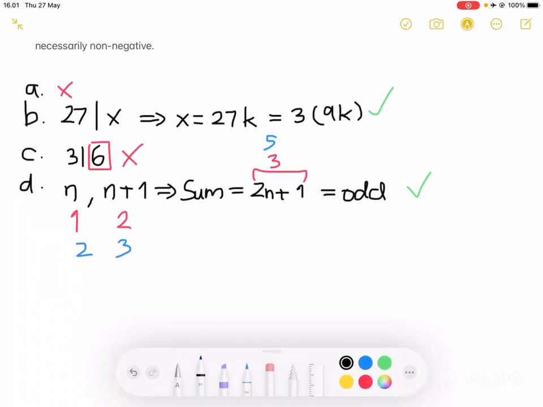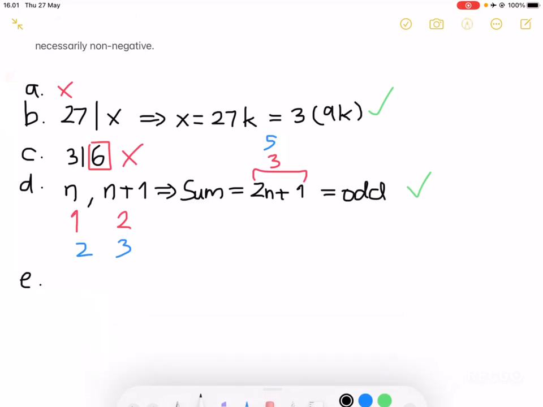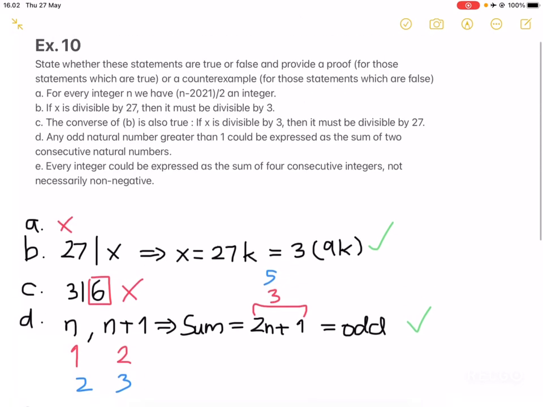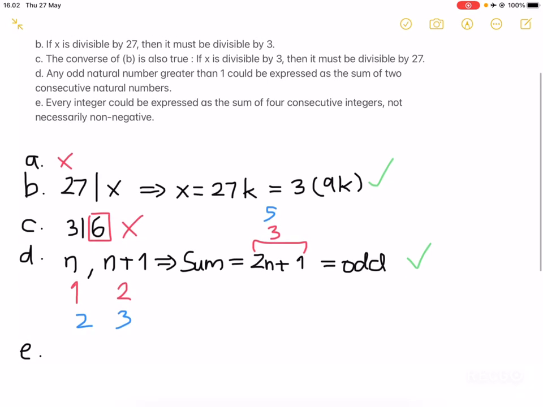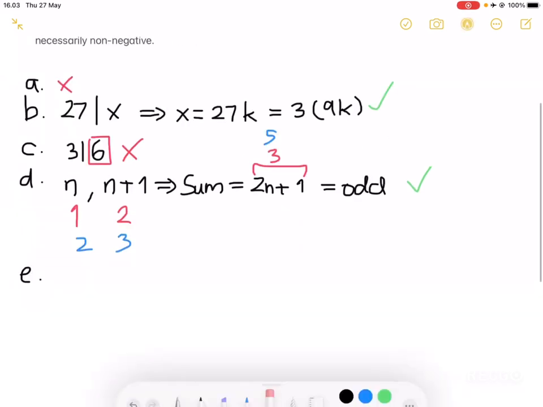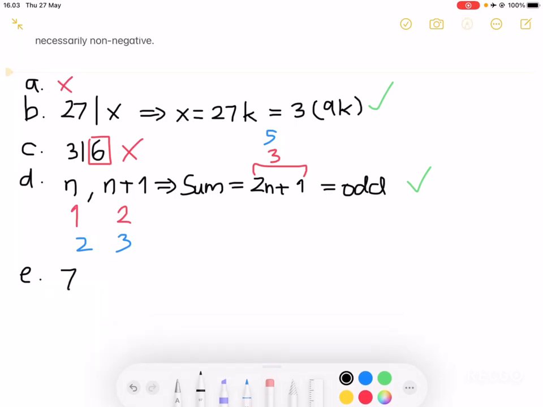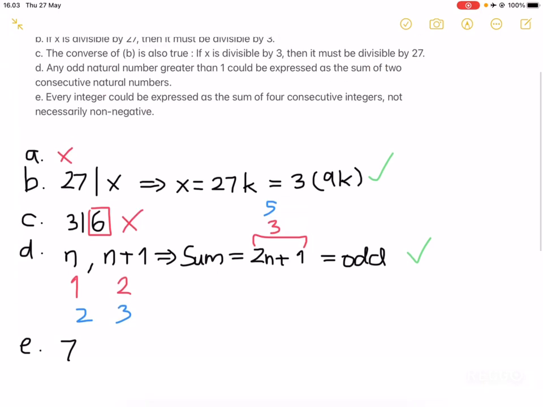Now for part E, the final statement. Any integer can be expressed as a sum of 4 consecutive integers, not necessarily non-negative. Again, this statement can be proven false by providing a counterexample. We can take our integer value to be 7. Notice that no matter how hard you try, 7 cannot be expressed as the sum of 4 consecutive integers.